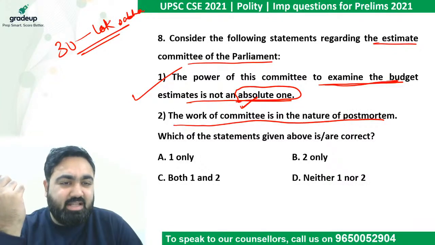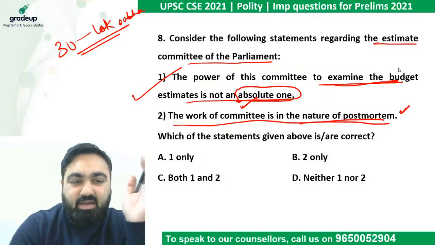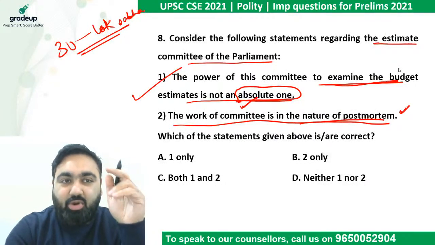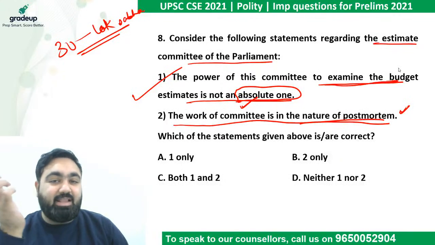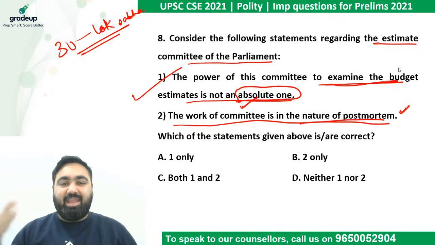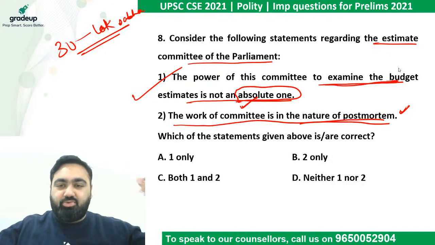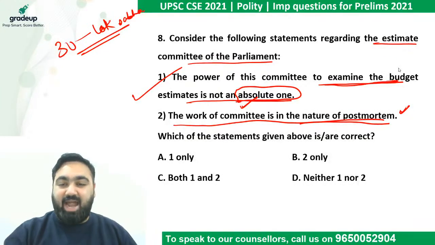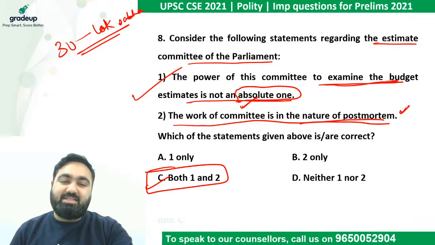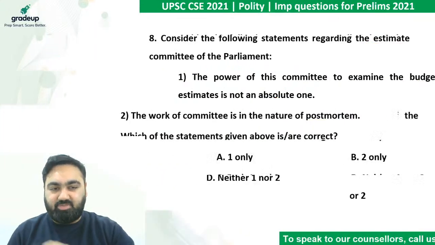Second is also correct. It is in the nature of post-mortem. Post-mortem means when everything has been done, when budget has been presented, only then the committee looks into it. The committee does not do anything proactively. The budget is not like the budget comes to the committee first and then the parliament sees it. No. Everything in this particular committee is a post-mortem. The budget is actually introduced and then the committee gets its hands on it. So both the statements are absolutely correct. The answer here is C. Good job, guys. Those who said C, give yourself +1.